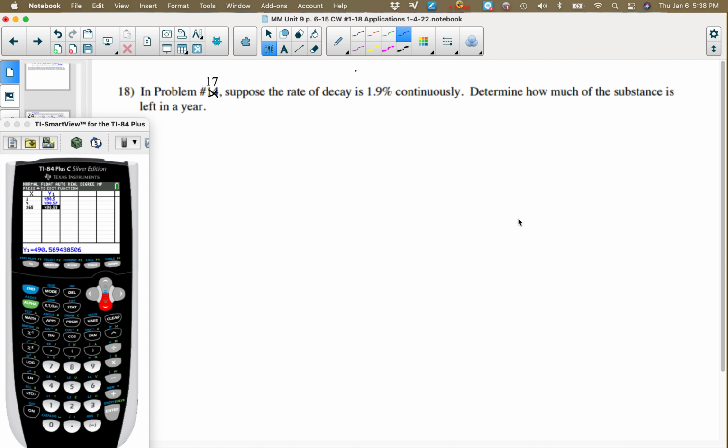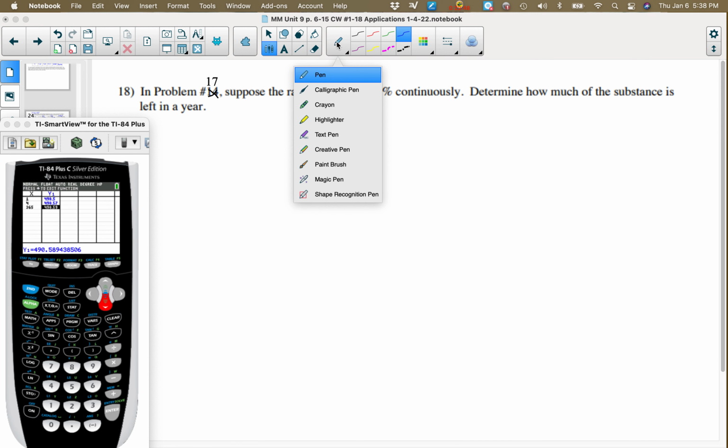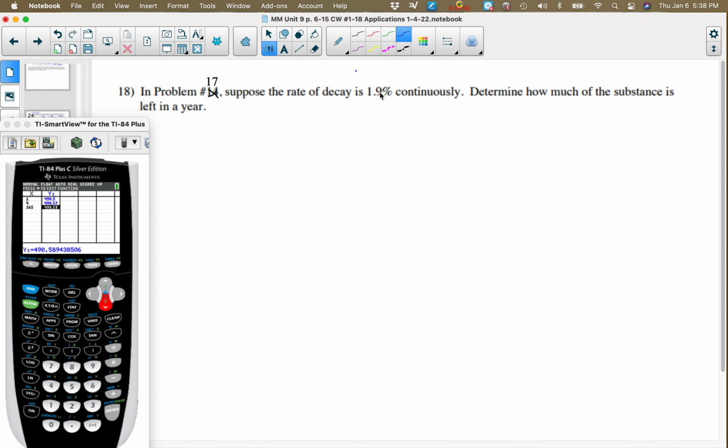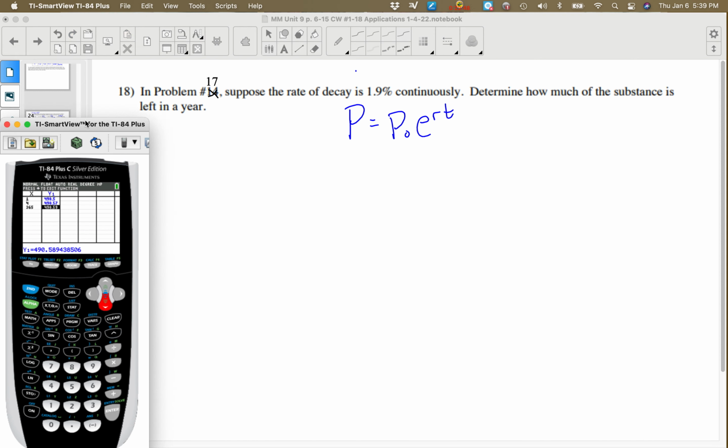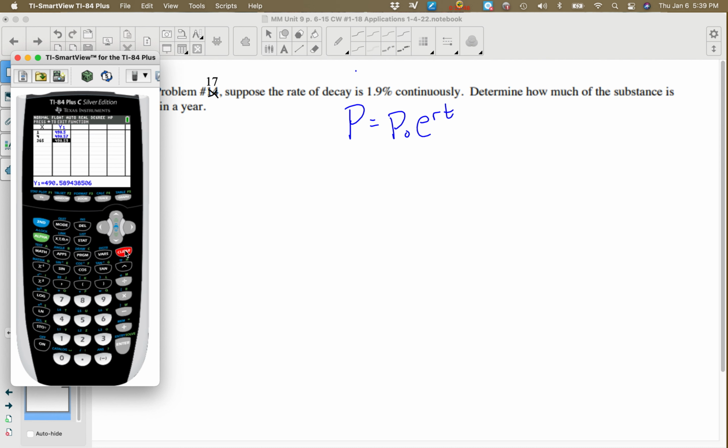And on this last question, first of all, it should have been problem 17 instead of 14. So in problem 17, suppose the rate of decay is 1.9% continuously. Determine how much of the substance is left in a year. Now, we have not talked about this equation in terms of decay. We've only talked about this equation in terms of growth.